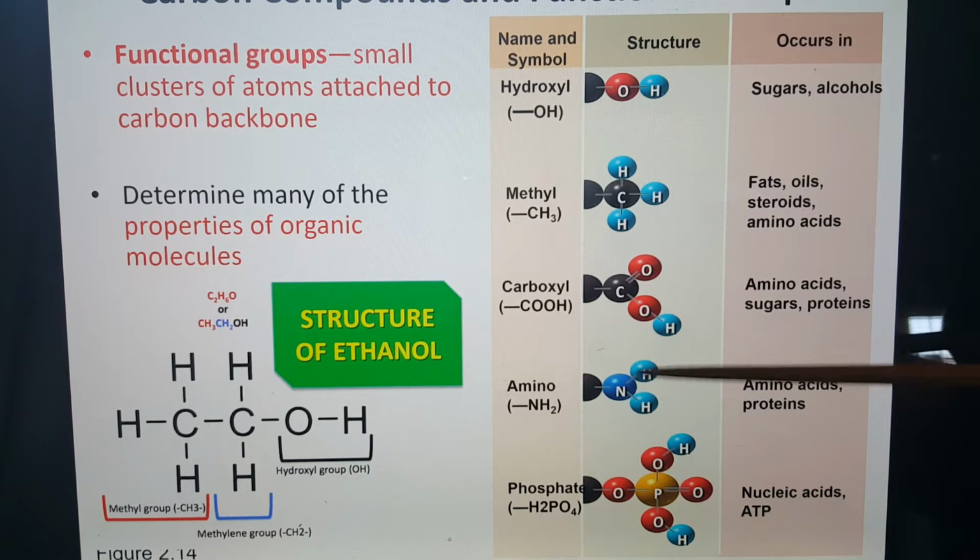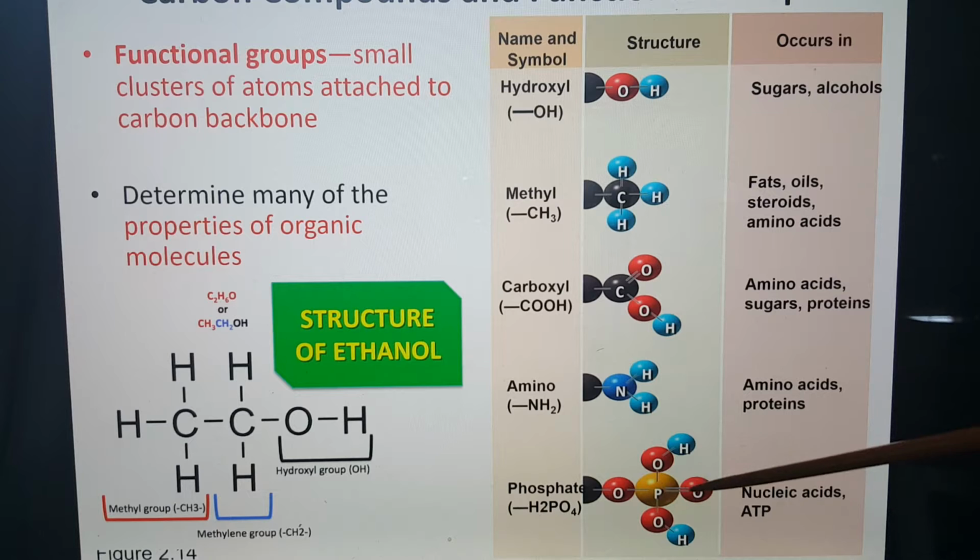Amino group: nitrogen, 2 hydrogens. A bunch of amino acids put together forms a protein. And the last group is a phosphate group. We're going to see that one a lot in different structures, like our ATP molecule for energy storage. We have our phosphorus here in the center, 4 oxygens around it, and then those hydrogens off the side of that. It makes up our nucleic acids, and one of our energy molecules, ATP, actually has 3 of those phosphate groups on it.